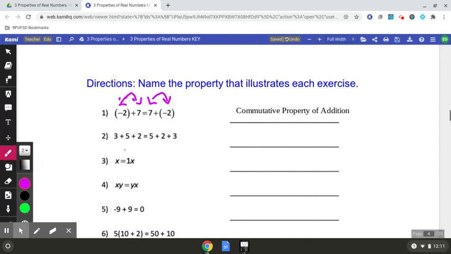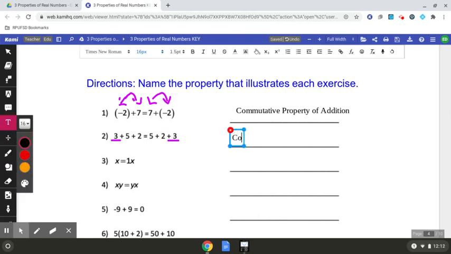Okay, number 2, we have 3 plus 5 plus 2 is equal to 5 plus 2 plus 3. So what happened here? In the beginning, I have my 3 in the front, and then it moves and goes to the back. So the order again changed, which again is my commutative property of addition because there's addition in between.